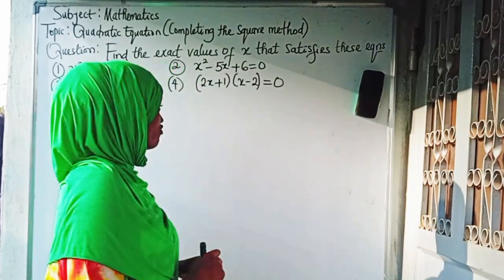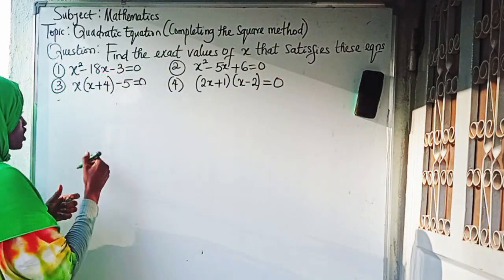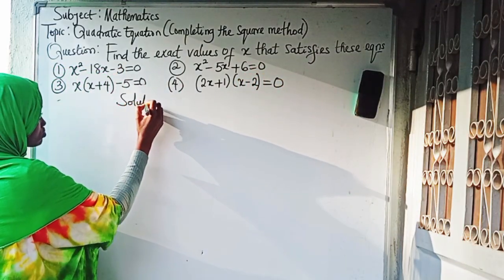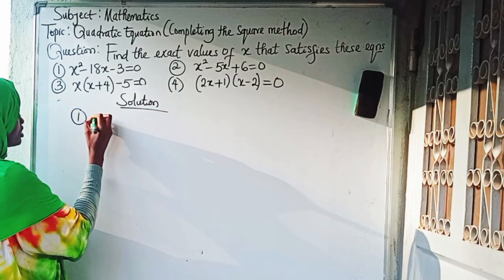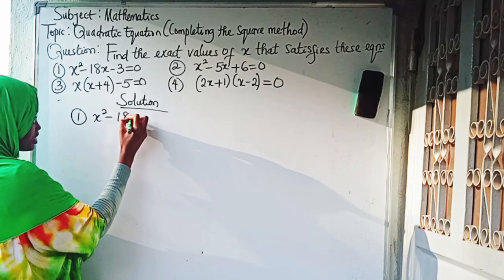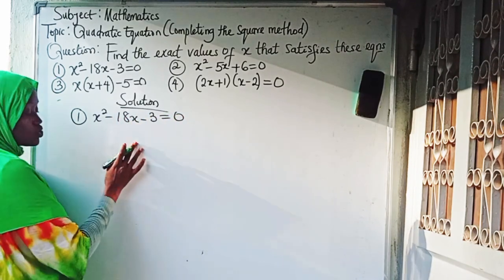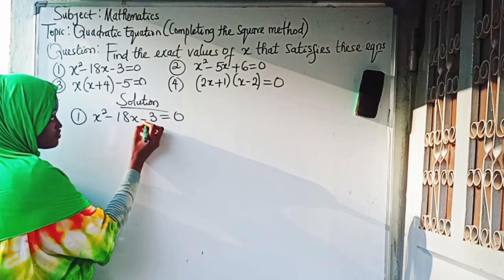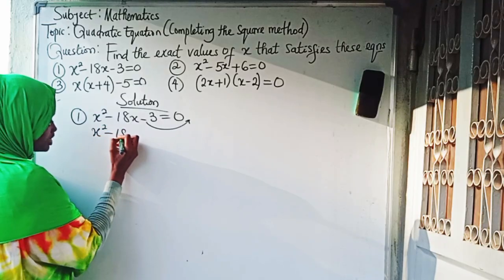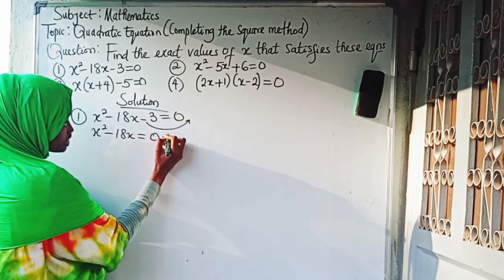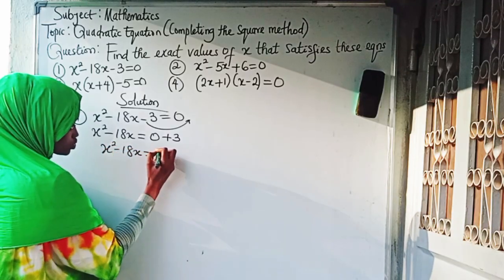So, let's begin. The first one says, find the exact values of x that satisfy these equations. Let's begin with the first one. The first equation, number one, is x squared minus 18x minus 3 is equal to 0. What we do first is collect like terms and take the value of minus 3 to the right hand side. So this becomes x squared minus 18x is equal to 0 plus 3, so x squared minus 18x is equal to 3.